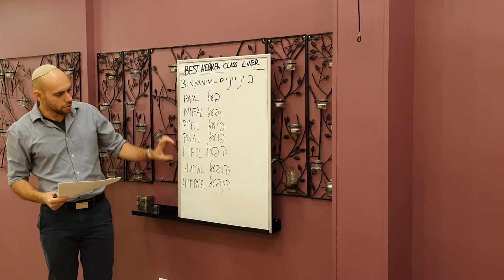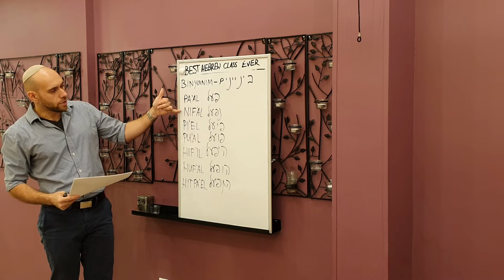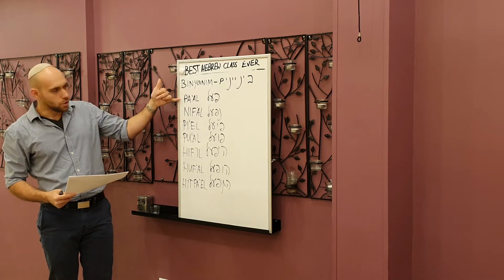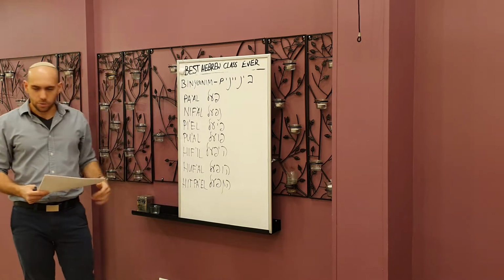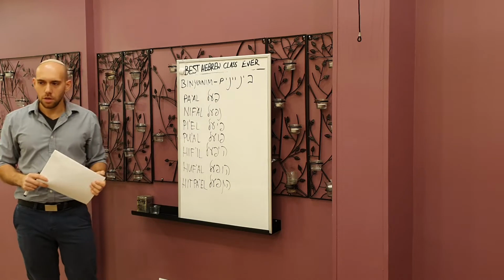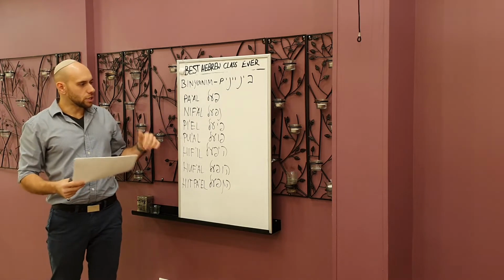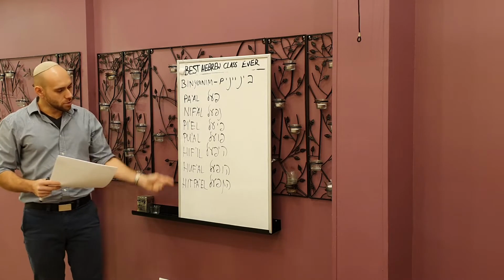So these kind of go together. But then you won't always have a Nifal for every Pa'al. You won't always have Hitpa'el. Why wouldn't you always have a passive? Why don't you always have a Nifal? Because sometimes it just doesn't exist. Not all of these forms exist for every root.